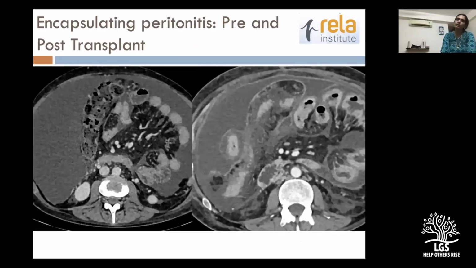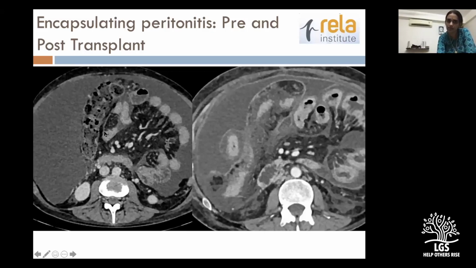Next is coming to encapsulating peritonitis, or what is called the cocoon abdomen. So when patients have large volume ascites following repeated paracentesis and repeated SBP, the peritoneum gets inflamed, thickened, and it leads to walling off of the bowel loops. So normally bowel loops should be lying free floating within the abdominal cavity. But here, as you can see, there is a clumping of the bowel loops.